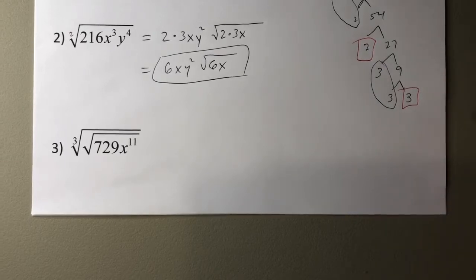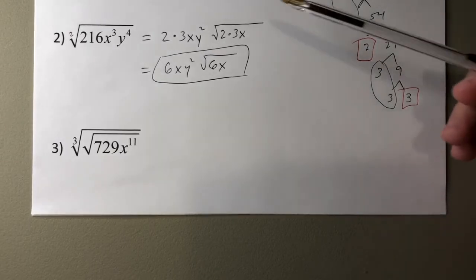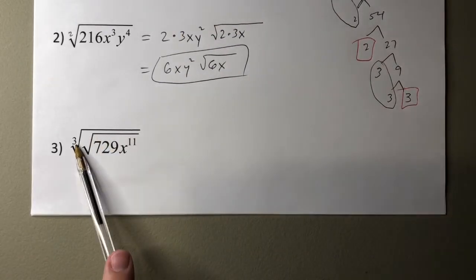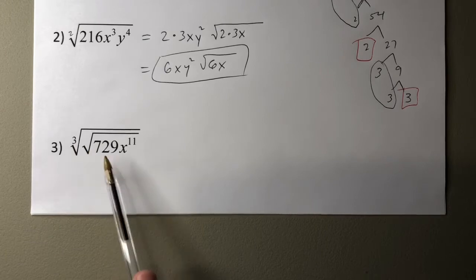Okay, now we're at part 3 of the notes for section 1.7. Let's finish up these types of problems. So now we have the cubed root of the square root of 729 x to the 11th.